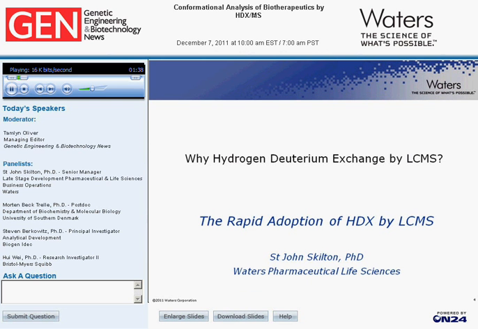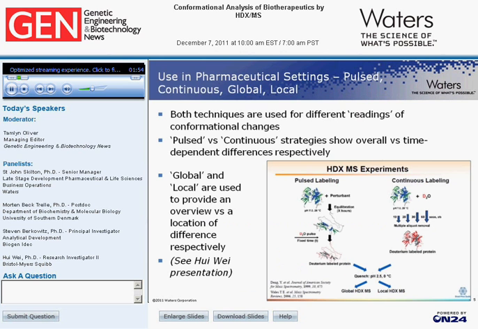So I thought we'd start by looking at the sorts of terms that are used in HDX by LCMS. There's a plethora of terms here that get used. Many of these are opaque to the non-expert, but in fact there are very sensible reasons for these terms. So one of them, as you'll hear from Hui Wei from BMS, is the difference between pulsed and continuous strategies.